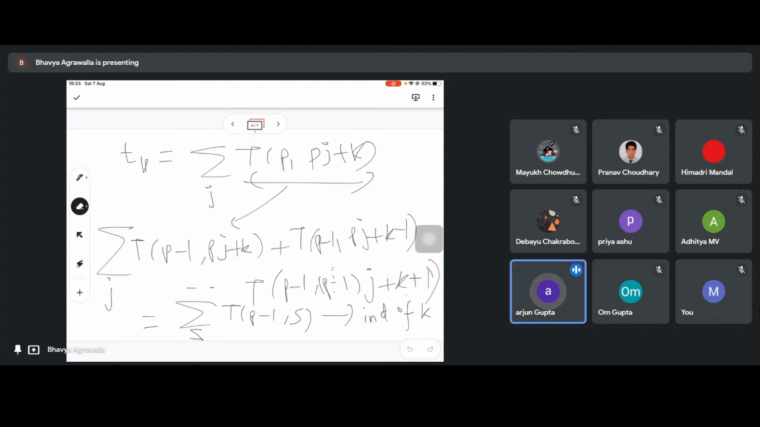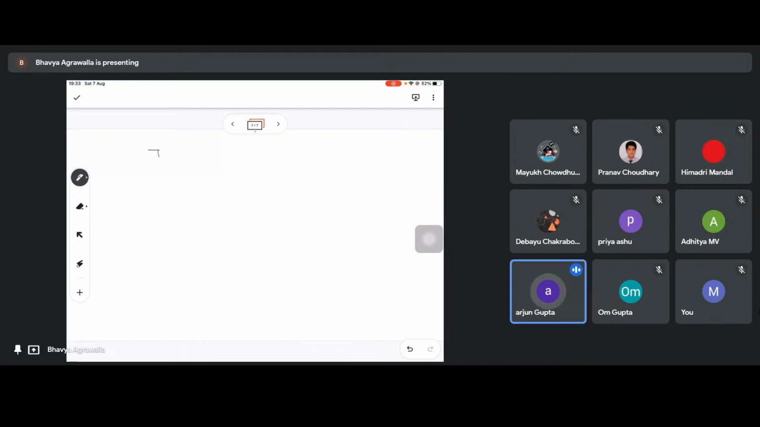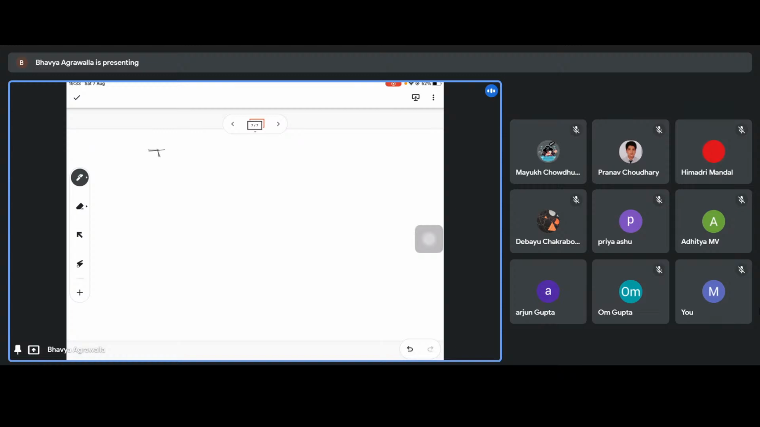I think we can also create some bijection between T1 and T3 by changing the first number of the permutation. Yeah, that is not required. This recurrence is sufficient to solve the problem.